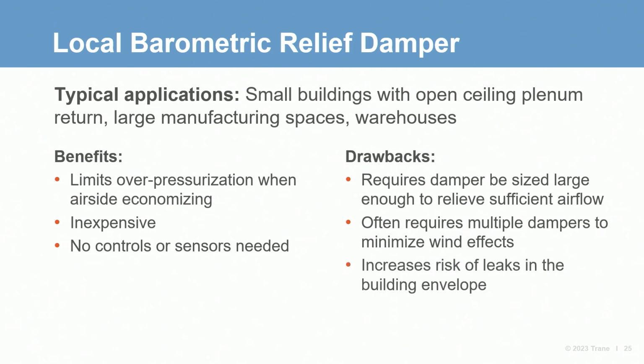Because the relief dampers are typically located in the conditioned space or in the open plenum near the space, they create an opening in the building envelope, increasing the risk of unwanted air leakage. So, good seals, insulation, screens, and proper adjustment of the counterweight are all important.